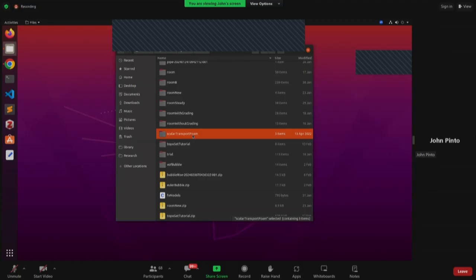And then what you do is you rename this. This is important, because this name is already there. You cannot use the same name. So you rename it to, say, scalarTransportFoam for workshop. I have so many scalarTransportFoams, so I don't know what to name it. I'm just writing this.